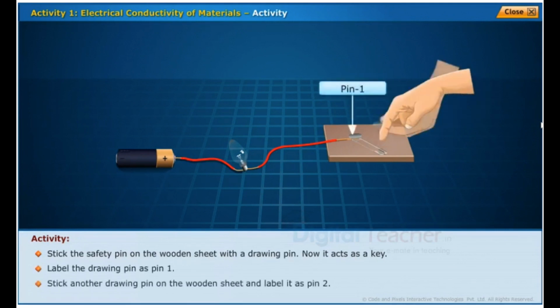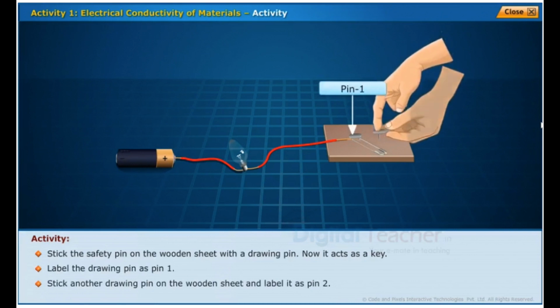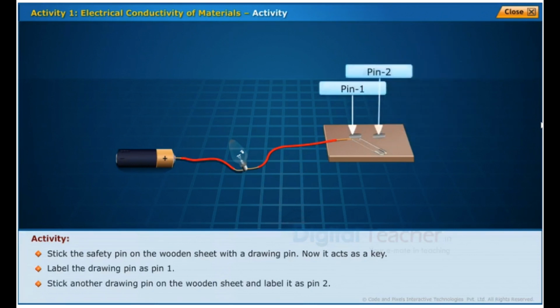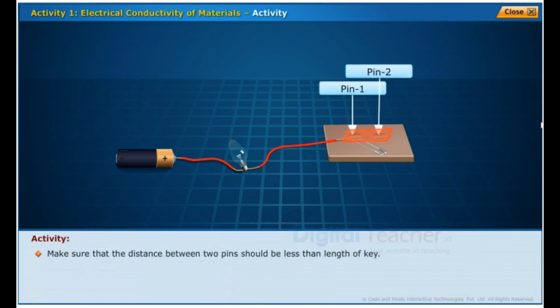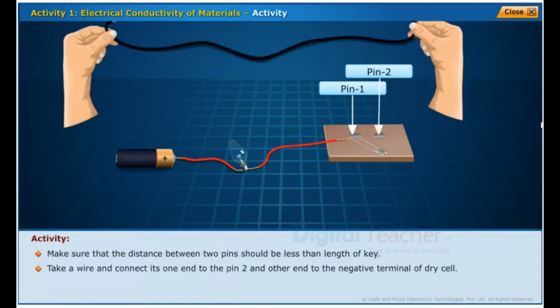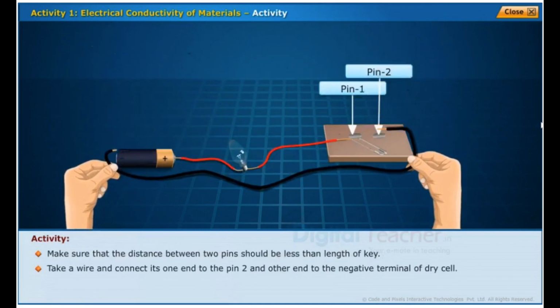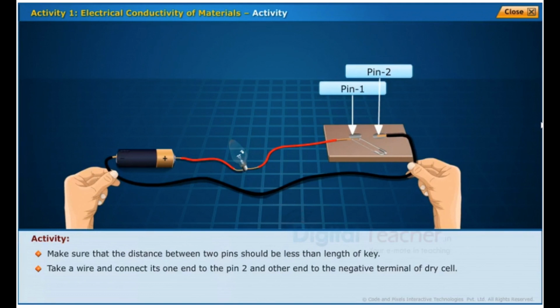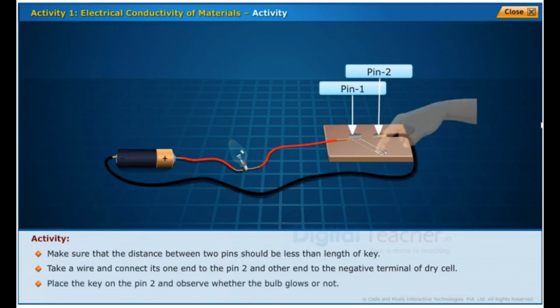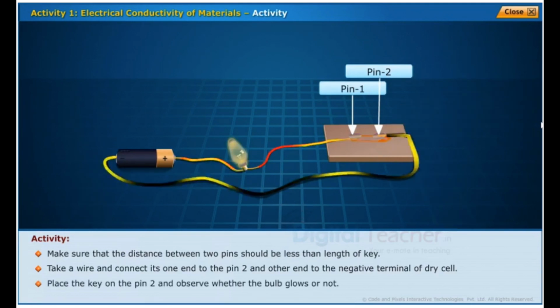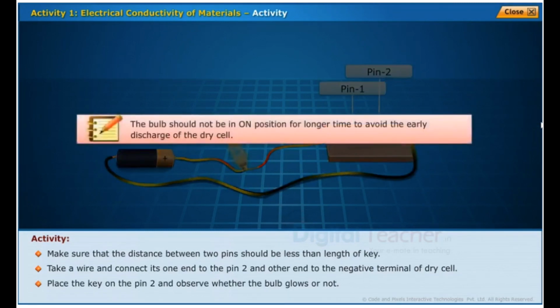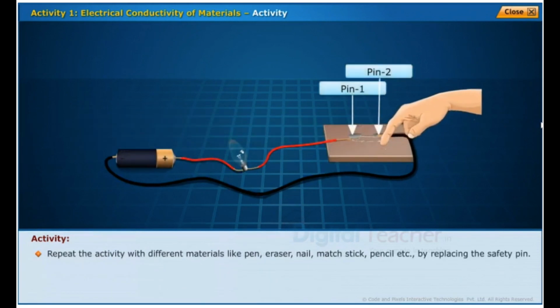Label the drawing pin as pin 1. Stick another drawing pin on the wooden sheet and label it as pin 2. Make sure that the distance between two pins should be less than the length of key. Take a wire and connect its one end to pin 2 and other end to the negative terminal of dry cell. Place the key on the pin 2 and observe whether the bulb glows or not. The bulb should not be in on position for longer time to avoid early discharge of the dry cell.